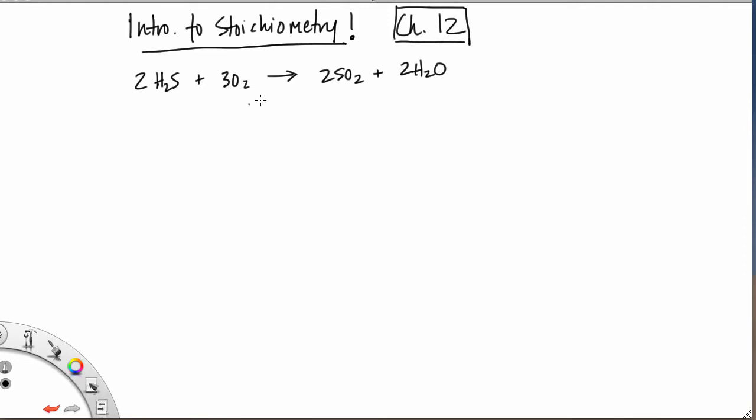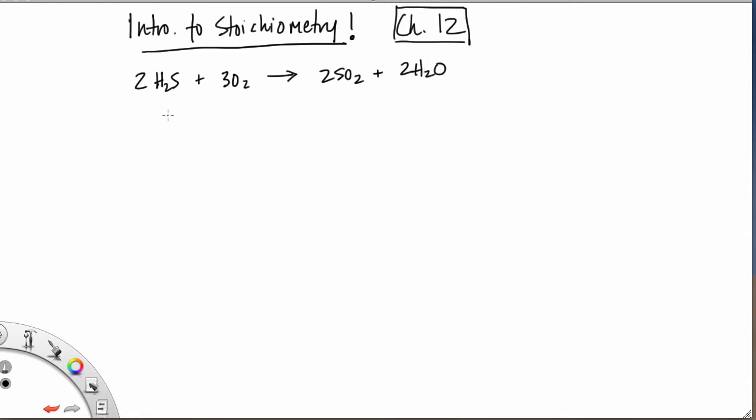What do the coefficients in the balanced chemical equation mean? We could read this equation in two ways. We could interpret this equation as saying 2 molecules of hydrogen sulfide plus 3 molecules of oxygen yield 2 molecules of sulfur dioxide plus 2 molecules of water. Or we could interpret the coefficients as meaning moles. And we could say 2 moles of hydrogen sulfide plus 3 moles of oxygen yields 2 moles of sulfur dioxide plus 2 moles of water.